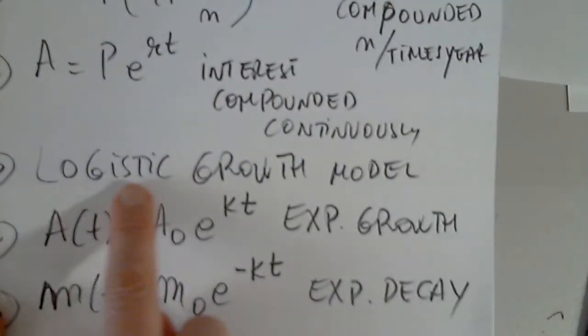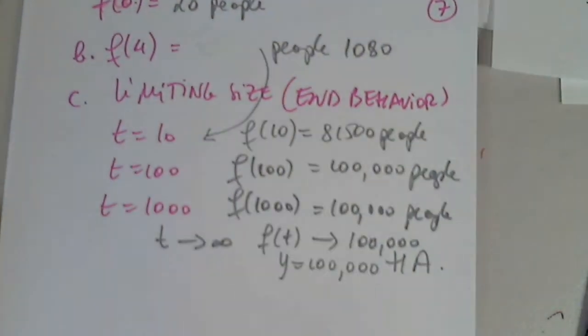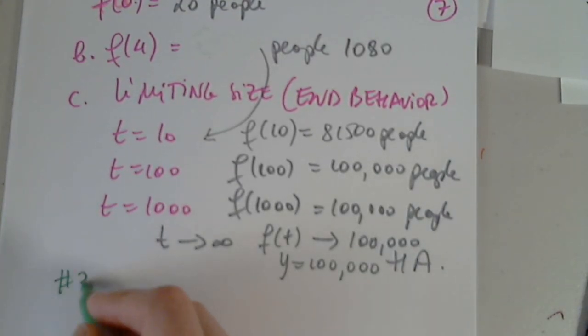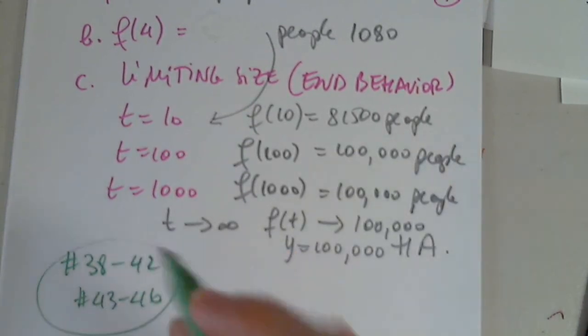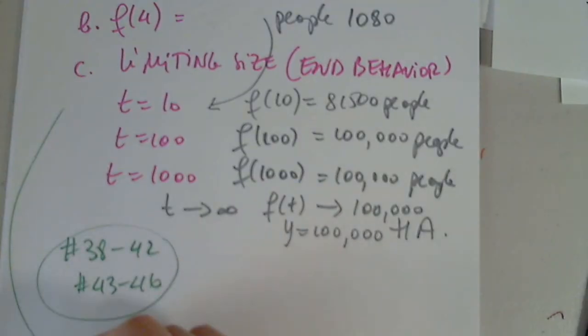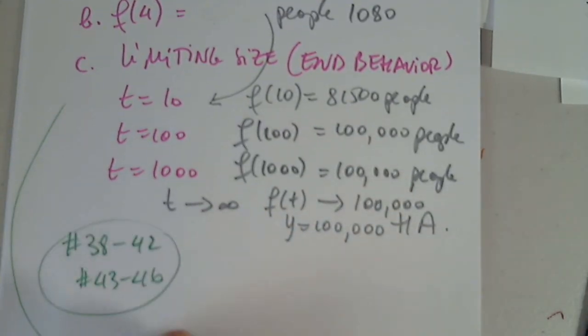So this is how we deal with the logistic growth model. I would like to add a question here. If you want to go back to the book on page 531, we see 2 other logistic growth models, problems 38 through 42, and also problems 43 through 46. I encourage you to at least look at those. I want to add a question here because these problems have that question. I want to add it in.